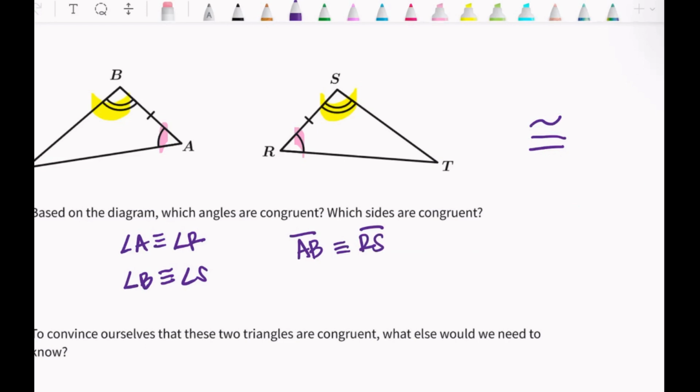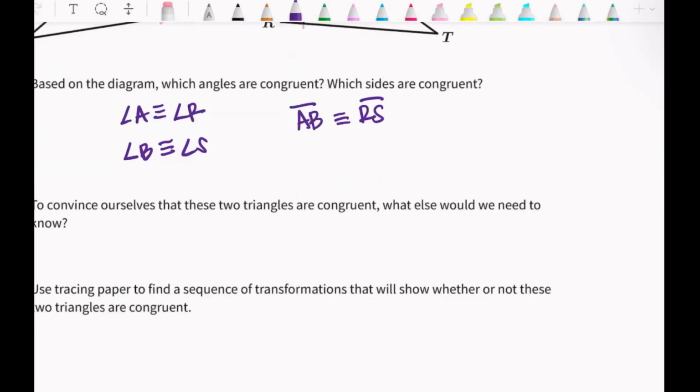And some of you are saying, Ms. Johnson, can I write that angle C is congruent to angle T? Kind of, but it said according to the diagram. So we're not going to add any extra information to that. Now, if you know why angle C is congruent to angle T, good job. If not, don't worry, we'll talk about that later.